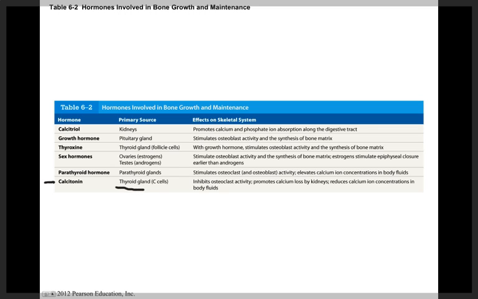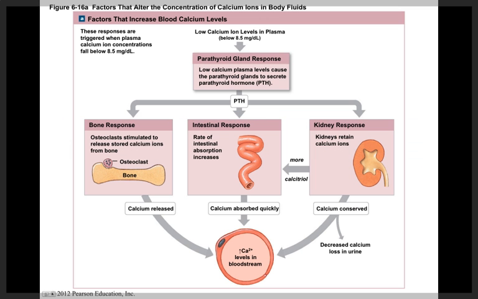Calcitonin is also from the thyroid gland. Calcitonin will inhibit osteoclast activity so that calcium stays stored in the bone. Calcitonin also promotes the kidneys to excrete the calcium. Overall, calcitonin reduces calcium ion concentrations, whereas what we saw with calcitriol was that it would increase calcium concentrations. Let's look at the homeostasis of calcium.